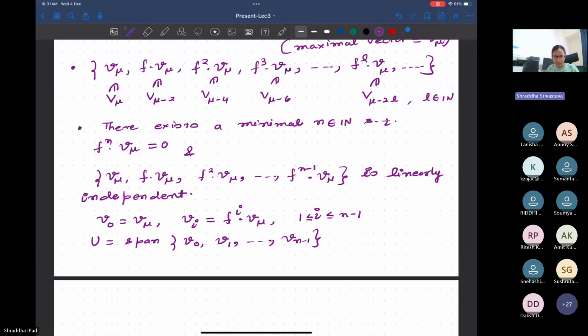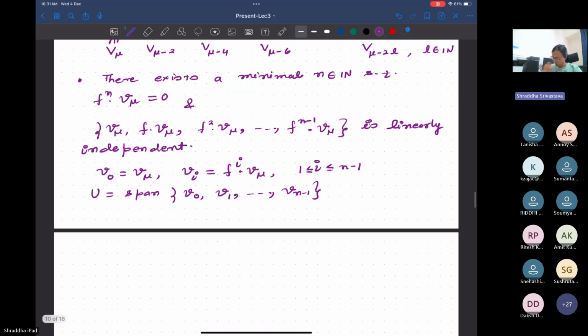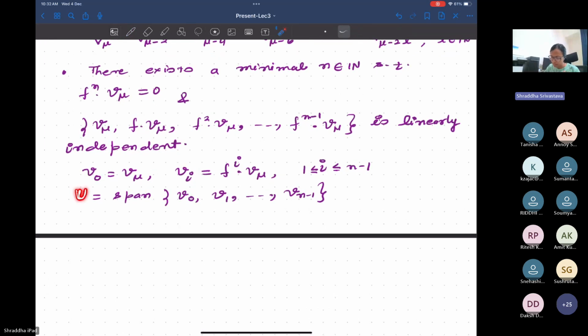So your V is actually decomposing in a very nice way, and this U is nothing but the irreducible representation that you begin with, right? Let me not say that yet. The set U, the way it is written, is closed under F: if I apply F to any of the elements, it will again be in U.